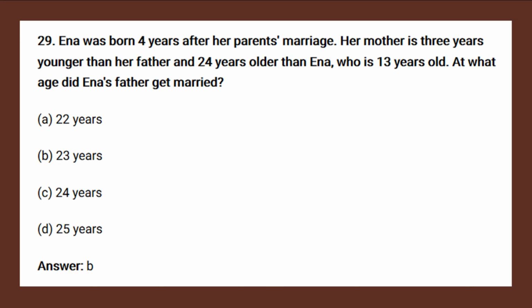Next question 29. Anna was born 4 years after her parents' marriage. Her mother is 3 years younger than her father and 24 years older than Anna, who is 13 years old. At what age did Anna's father get married? A, 22 years, B, 23 years, C, 24 years, D, 25 years. And the answer is option B, 23 years.